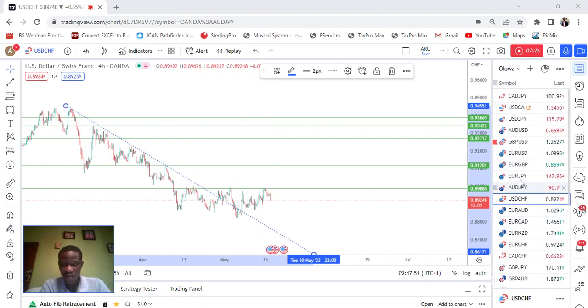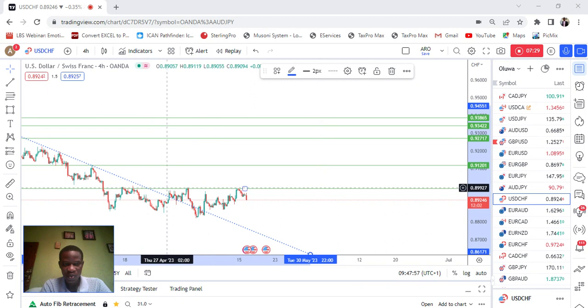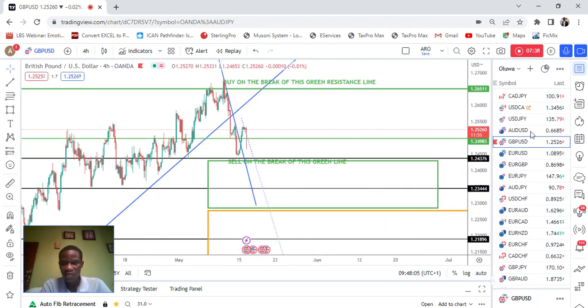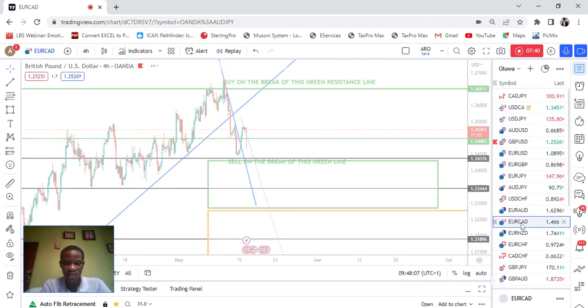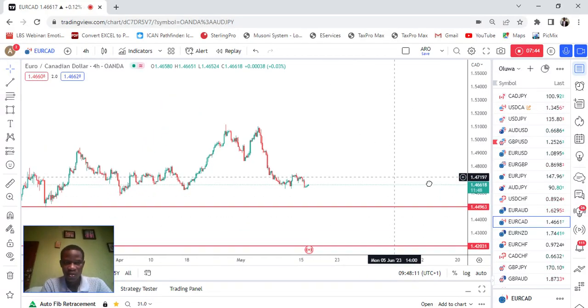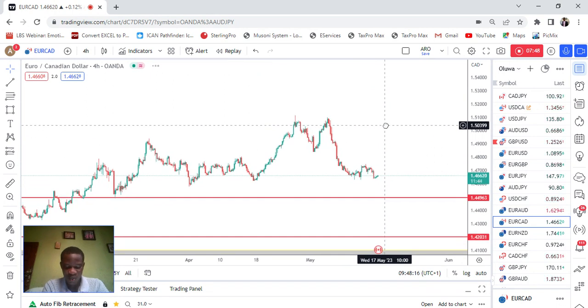Then let's check for another one. We want to know the market condition. So you can see, let's check another here to understand what we are talking about. Good. So this is an example of a trend market.